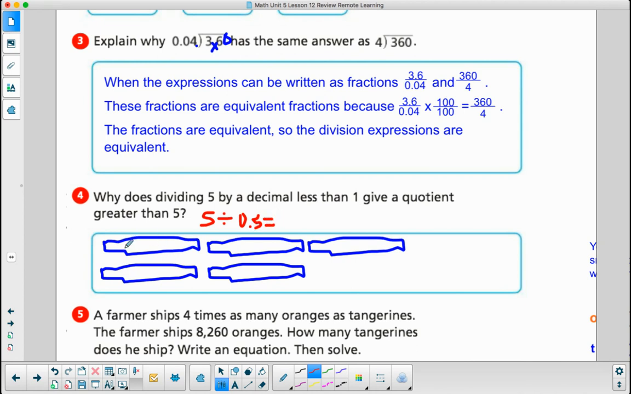How many 5/10 are in 5? Well, 5/10 and 5/10 make 1. 5/10 and 5/10 make 2. 5/10 and 5/10 make 3. And I see I'm running out of space, aren't I? So I got to go a little smaller. 5/10. Oh, let's just do it this way.